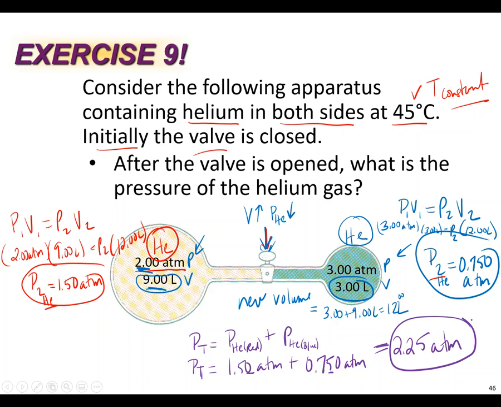So this problem is a little bit longer because you have to use Boyle's law to figure out the new partial pressures before you can add them together. I've seen this apparatus before in questions, so I wanted to show it to you. If they say open the valve, well then the volume is going to change. If the volume changes, then the partial pressures are going to change. So do that before you add them together.